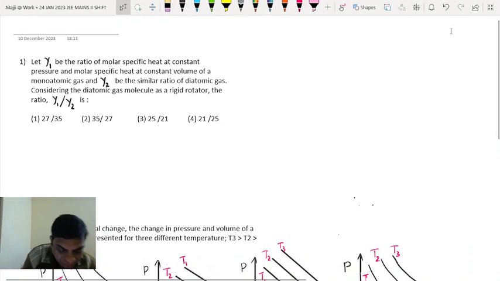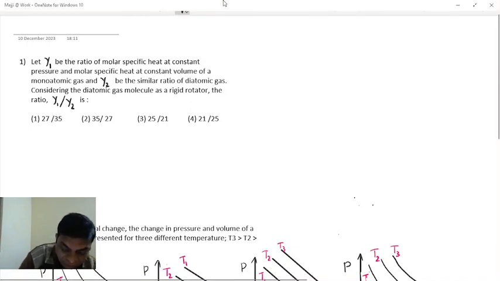Let gamma be the ratio of molar specific heat at constant pressure and molar specific heat at constant volume of a monoatomic gas, and gamma to be the similar ratio of a diatomic gas. Considering the diatomic gas molecule as a rigid rotator, the ratio of this.